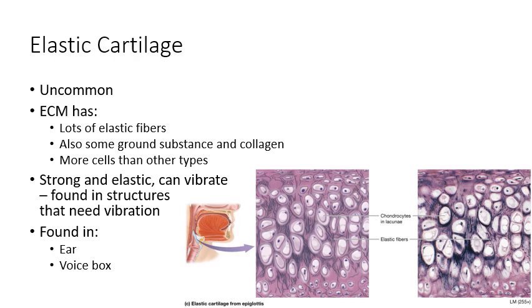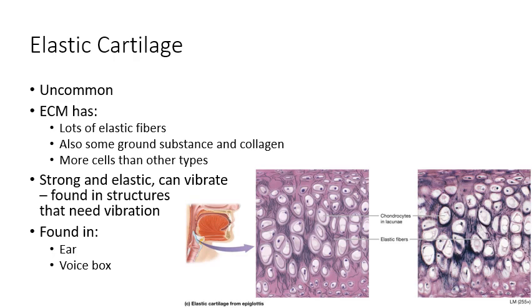Because of the combination between all of the elastic fibers and some amount of collagen fibers, the tissue is elastic, but not exactly in the way that other elastic tissues are elastic. So it doesn't exactly stretch and come back to its original shape so much as it vibrates. Right, so the role of elastic cartilage is going to be vibration. It provides vibration.